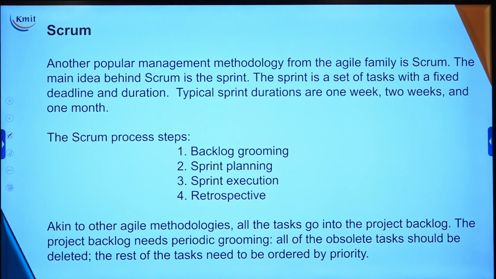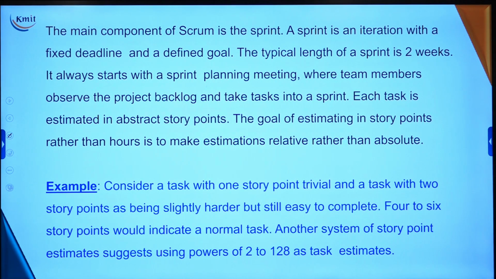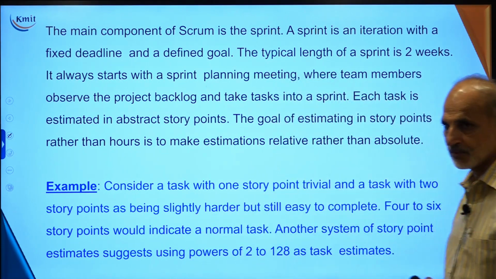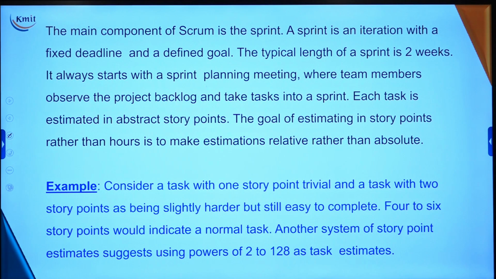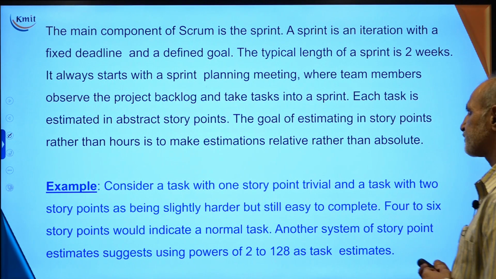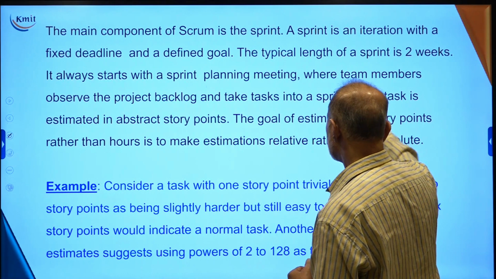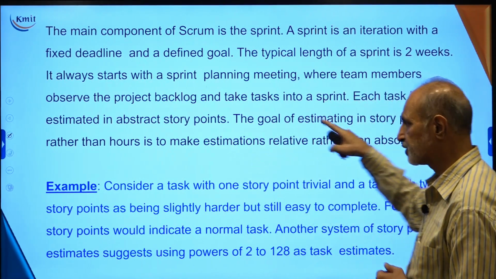Okay, so this is another technique, and the main component of Scrum is the sprint. A sprint is actually an iterative process within a fixed deadline. So sometimes you have to work extra, sometimes you have to work faster, and that is what the project management tool is all about. The typical length of a sprint is around 2 weeks. It always starts with a sprint planning meeting where the team members develop the project backlog and then try to find out the work and try to finish the work.